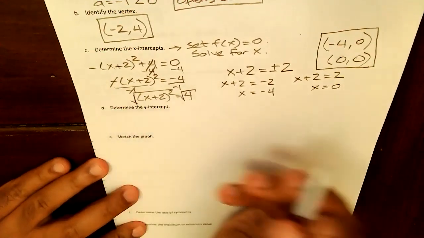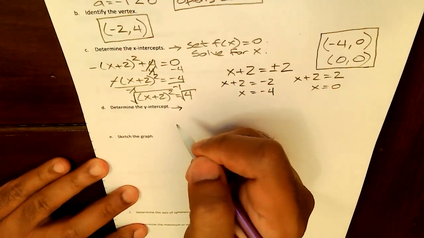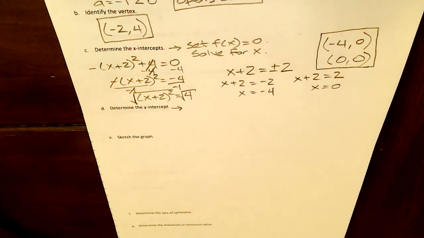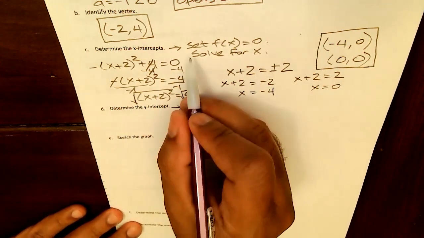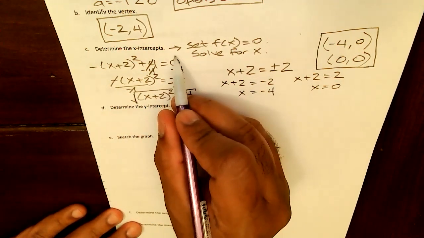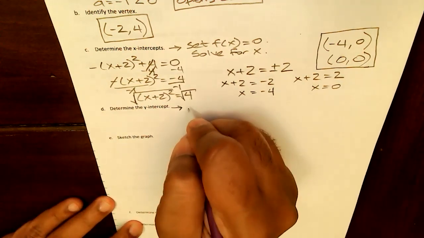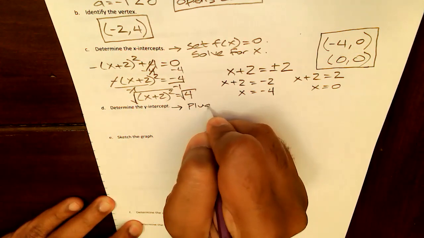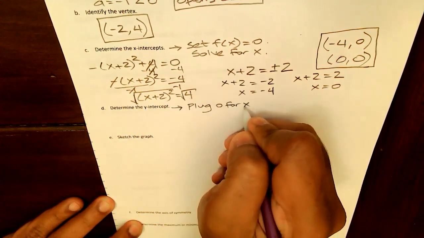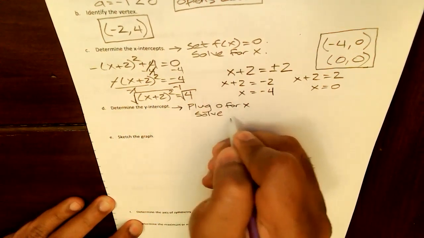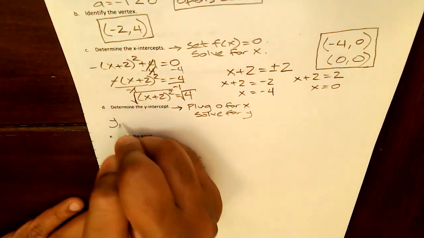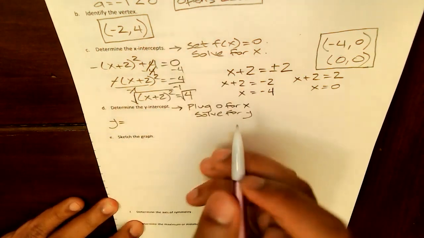Next, I'm going to find the y-intercept. The y-intercept is where your graph crosses the y-axis, and wherever your graph crosses the y-axis, the x value is going to be 0 this time. Instead of the y being 0, like it was for the x-intercept, now the x is going to be 0. So this one is actually going to be easier to find. To get the y-intercept, we're simply going to plug 0 in for x and then solve for y.